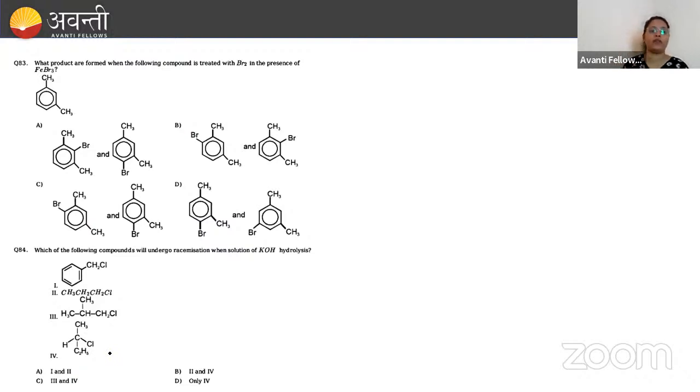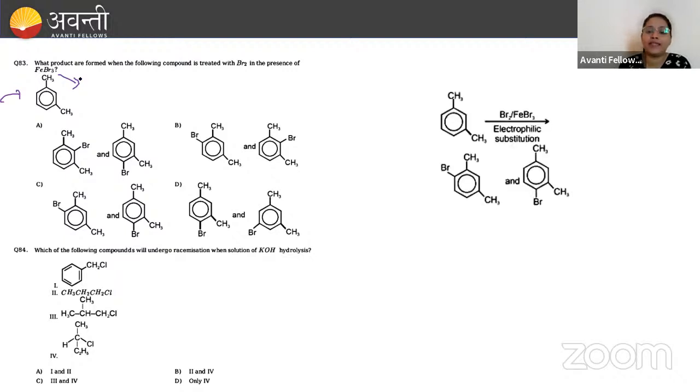What products are formed when the following compound is treated with Br2 in presence of FeBr3? So here, this compound is our cumene. This is metacumene. When it reacts with FeBr3, what is going to form? Option A product, B product, C or D. So a mixture of bromines. Here you can see Br2, FeBr3, this is an electrophilic substitution reaction.